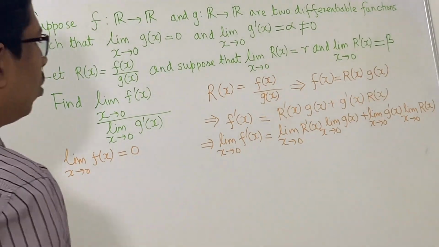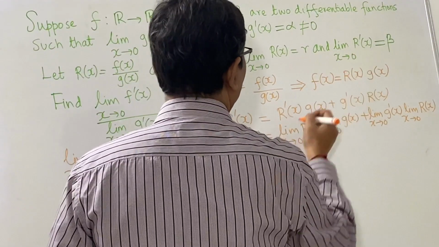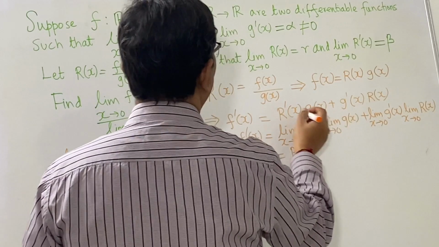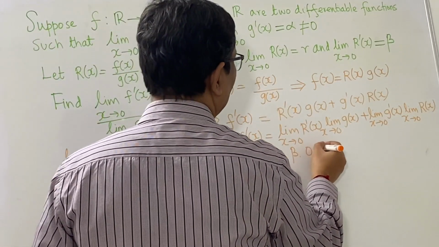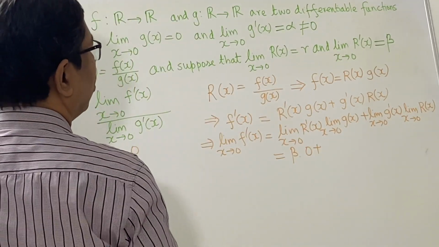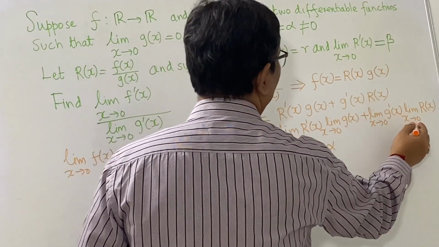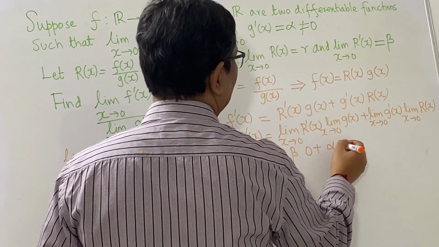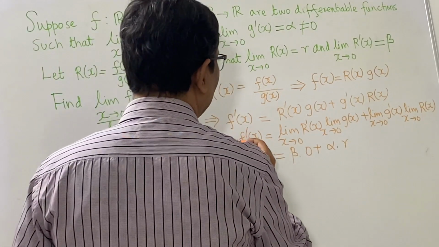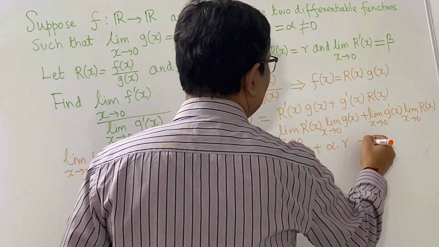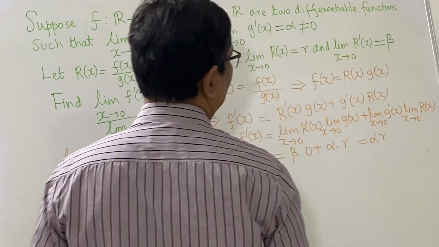Now limit x goes to 0 R'(x) is equal to beta, limit x goes to 0 g(x) is given to be 0, plus limit x goes to 0 g'(x) is equal to alpha, and limit x goes to 0 R(x) is equal to r. So limit x goes to 0 f'(x) is equal to alpha times r.